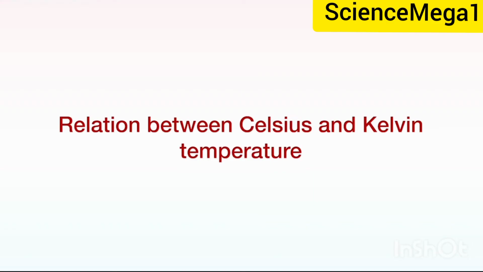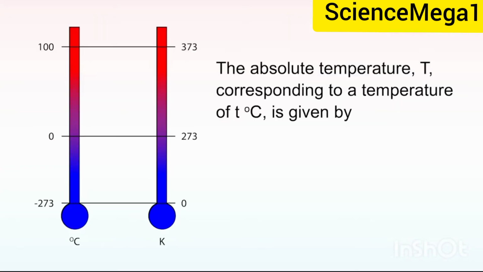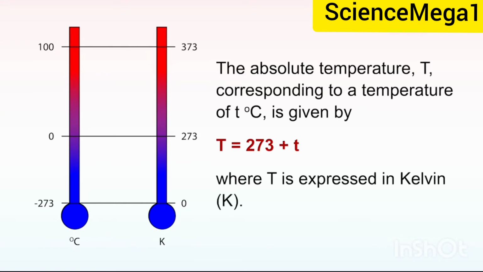Let's now turn our attention to the relationship between Celsius and Kelvin temperature. The absolute temperature, capital T, corresponding to a temperature of small t degrees Celsius is given by capital T equals 273 plus small t, where capital T is expressed in kelvins.